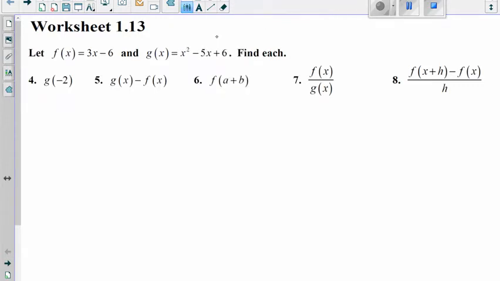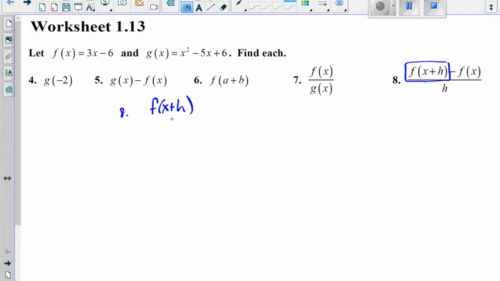So what we have here is a combination of some different pieces. So I'm going to separate these and then combine them together. So here's my first one, f of x plus h. So number 8, f of x plus h. Let's look at that one first.